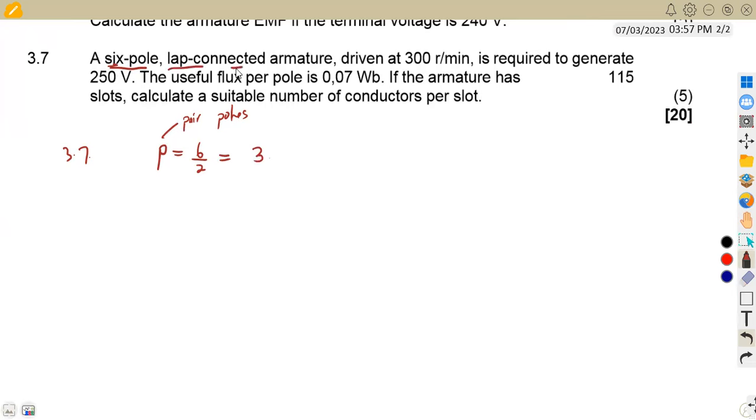Then it's a lap connected armature. For a lap, C is equal to 2P. If it is a wave, remember I said C is equal to 2 for a wave. So for a lap, that is going to be 2P, which is 2 times 3. Our P here we said is 3. So 2 times 3 is going to give us 6. So C is equal to 6.